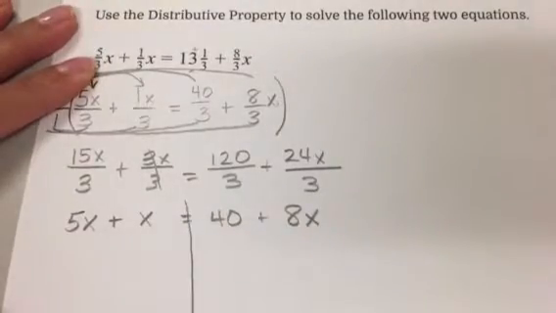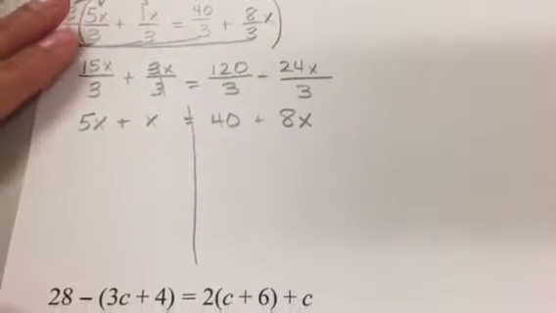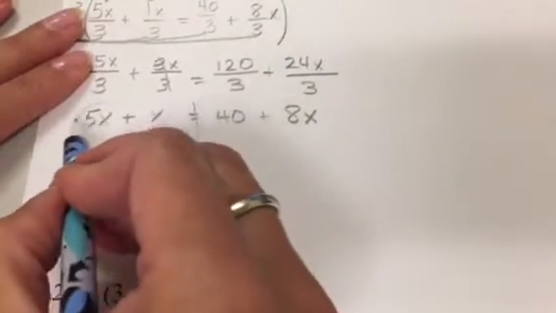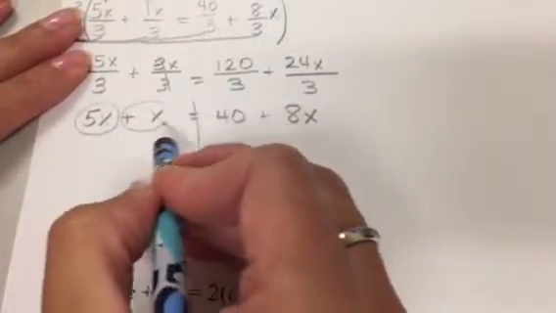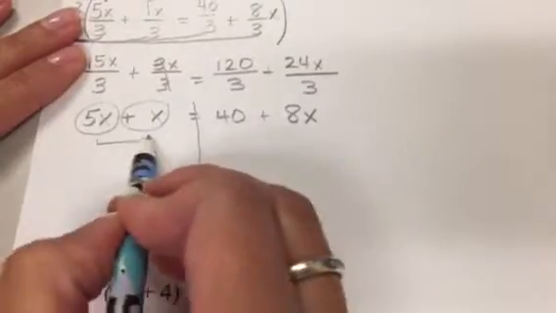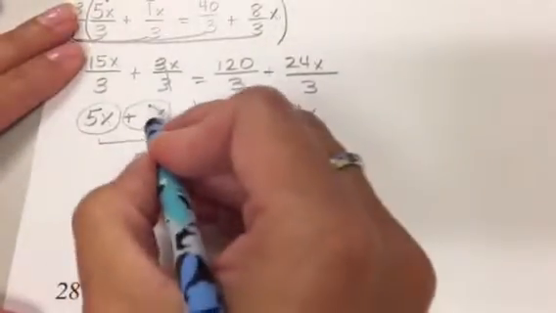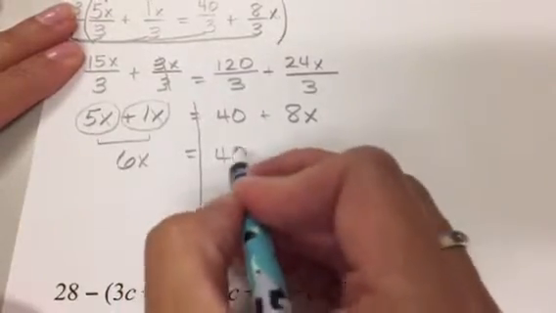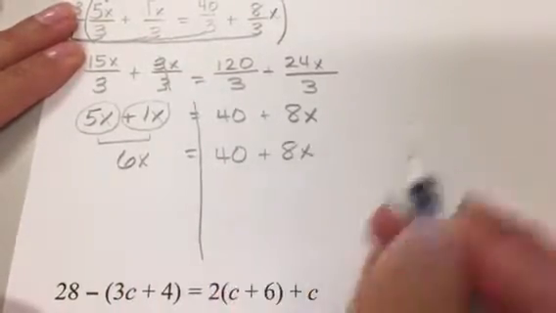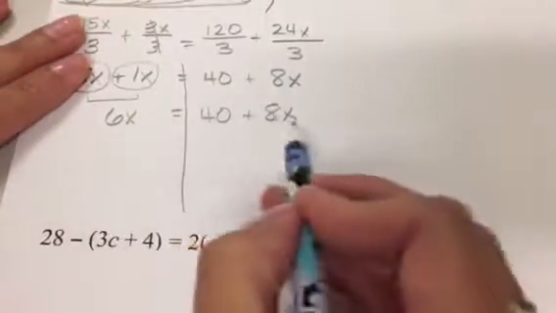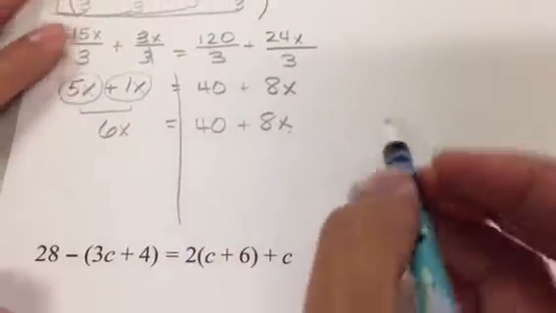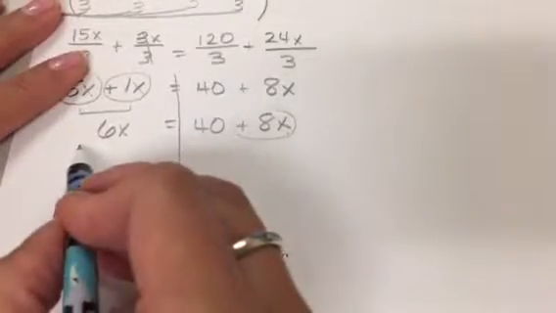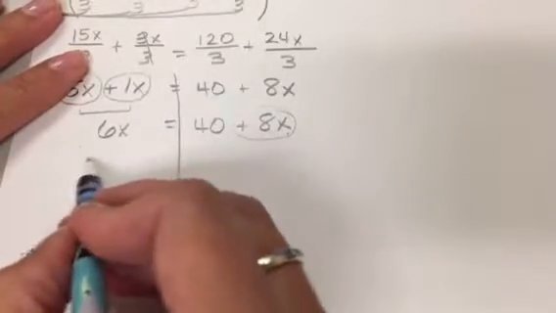Now it just becomes solving the equation with variables on both sides. But when I look at the left-hand side, when you have variables on the same side, we can combine those like terms. So 5x and 1x is 6x. And then I'll just bring this side down. But I still see I have x's on both sides. So I'm going to have to get rid of this whole term, because if I got rid of the 6x, nothing would be left on this side.